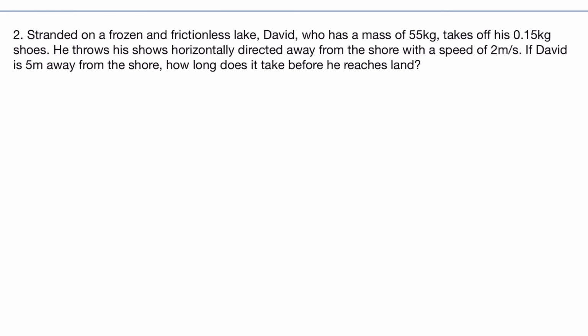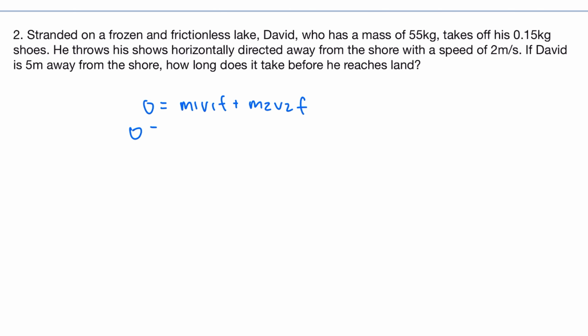So this question might seem confusing and you may have no clue how to tackle it, but once again, he's initially just standing there, stranded on the frozen lake. He's not moving or anything. So the movement only begins once David takes off his shoes and throws it to propel himself backwards. So this is kind of like a recoil because David's velocity is the result of his shoes' velocity. So we can use the recoil formula, which is once again just 0 equals m1 v1f plus m2 v2f.